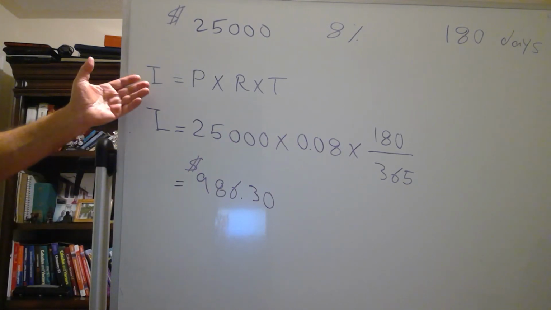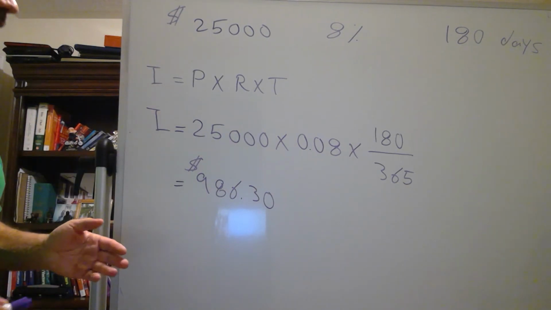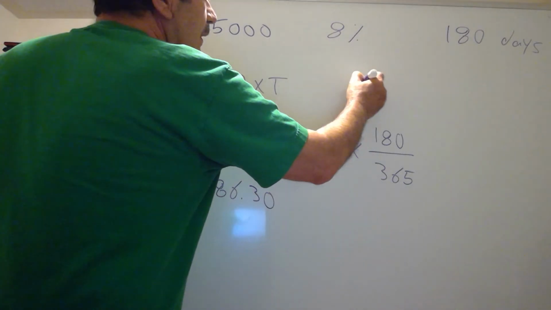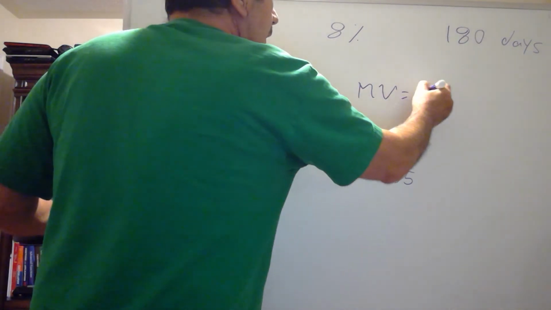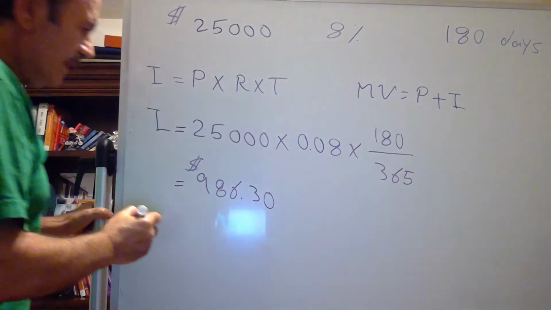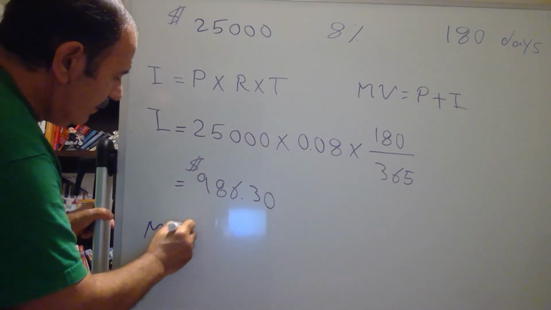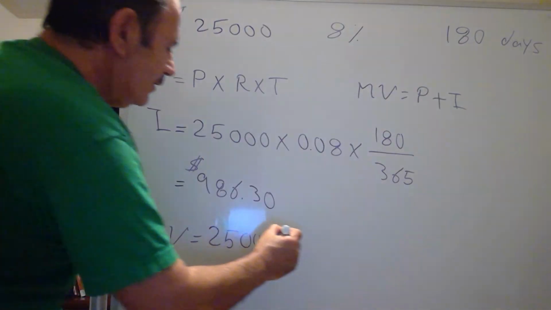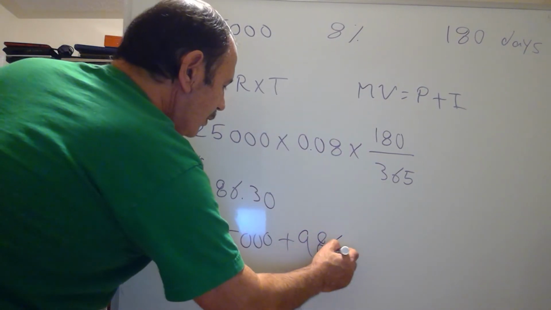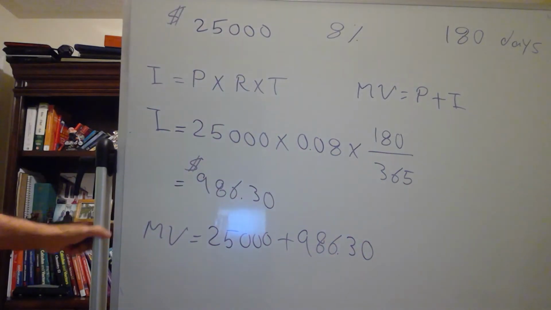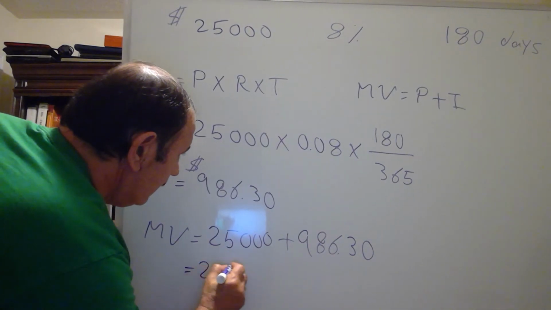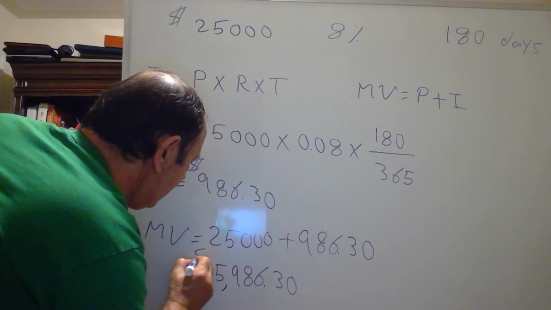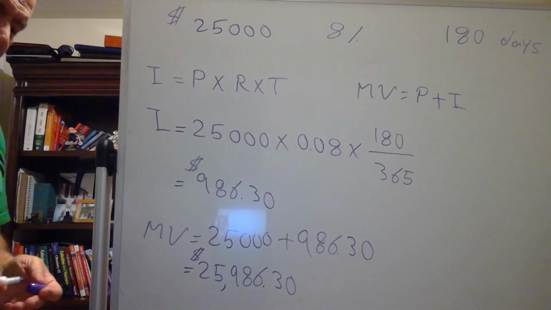Okay, now how much is the maturity value? Maturity value is principal plus interest. Again, I'm writing the formula: maturity value is principal plus interest. The principal was 25,000 plus the interest, 986.30, which is going to be 25,986.30. Okay, that's the maturity value.